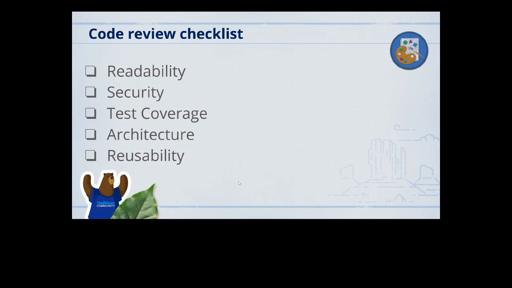So your code reviews should include these 5 things. You should be looking for readability, security, specifically for Salesforce but in general, test coverage, architecture-related things, and reusability.